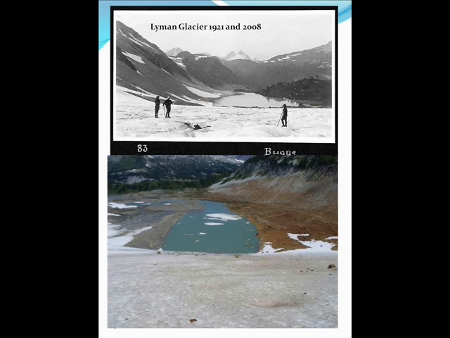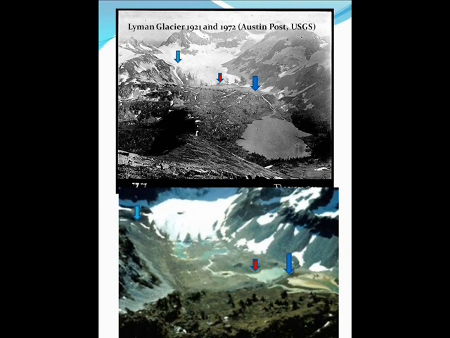Here we have another same view, 1921, looking straight down valley, and 2008 looking down valley. This is a different lake in 2008. The lake seen in 1921 is in the distant foreground on the left.